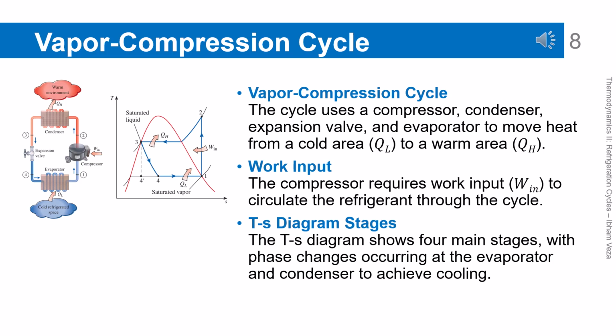The vapor compression cycle consists of four main components: compressor, condenser, expansion valve, evaporator. The compressor requires work input, WN, to raise the pressure and temperature of the refrigerant. In the evaporator, heat, QL, is absorbed from the cold space, while in the condenser, heat, QH, is rejected to the surroundings. The TS diagram helps visualize phase change and thermodynamic property variations during the cycle. This cycle is the backbone of almost all modern cooling systems.